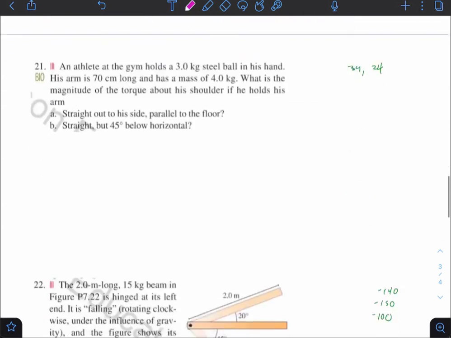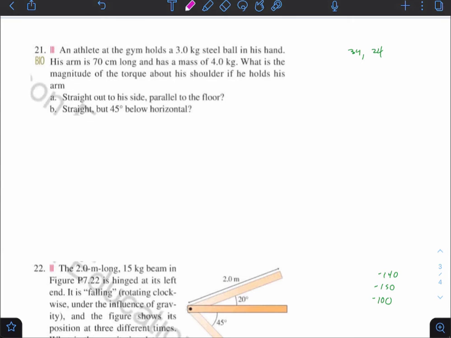I still almost forgot. An athlete at the gym holds a 3 kilogram steel ball in his hand. His arm is 70 centimeters long, so let's put him here, and let's just make him a stick figure, so that way we can see this is the point of rotation. And we have the ball here. His arm is 0.7 meters, or 70 over 100, and has a mass of 4 kilograms. Ooh, so let's give his arm some thickness. We have a good 4 kilogram arm.